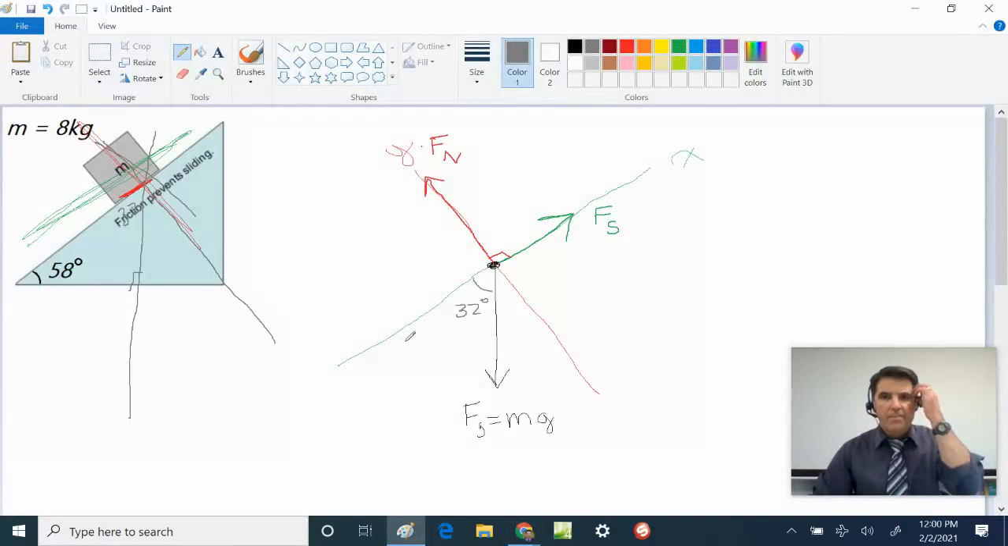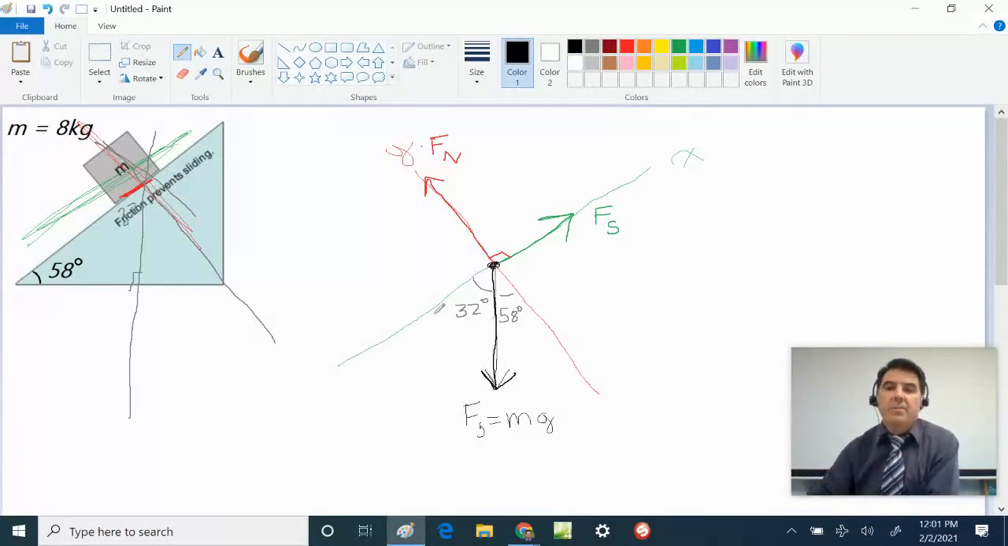The problem is it just doesn't look like it's 32. Okay, so what does that mean? It also means that this one is 58 degrees. Going from this drawing to this is pretty important. It's pretty important that you know the forces that you have and the angles that you have. Now, these are the only real forces that are present in this problem.